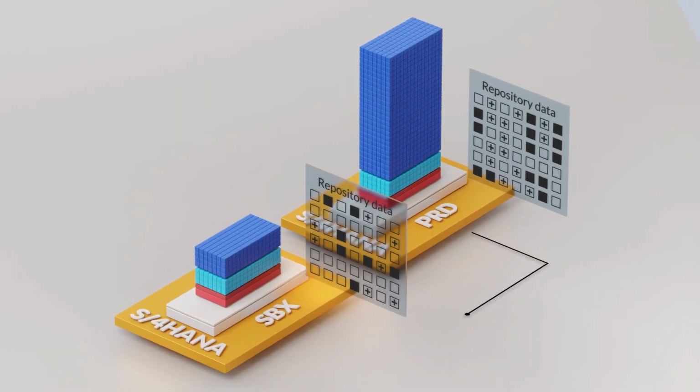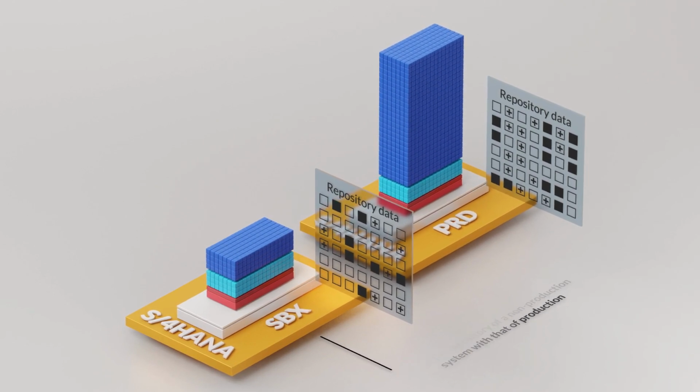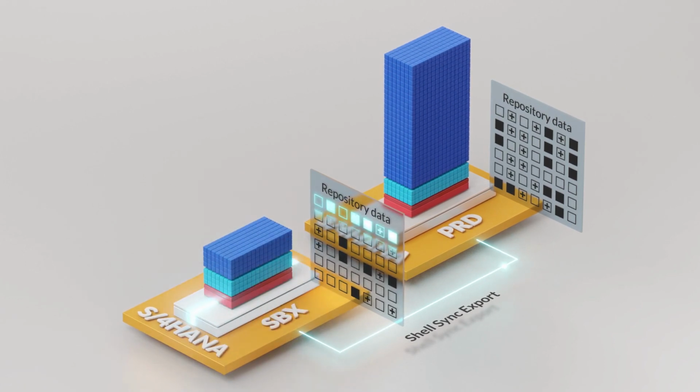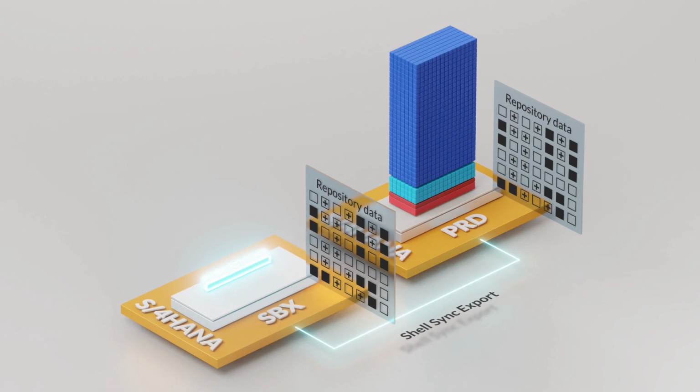Shell Sync allows you to align the repository of a target system using an extract from the source. So typically this would be taking an old training system or sandbox and making sure that it has the very latest workbench data from your production instance to make it a very good place to do testing. All four of these components together give you all the tools you need to effectively manage your test data in the SAP world.